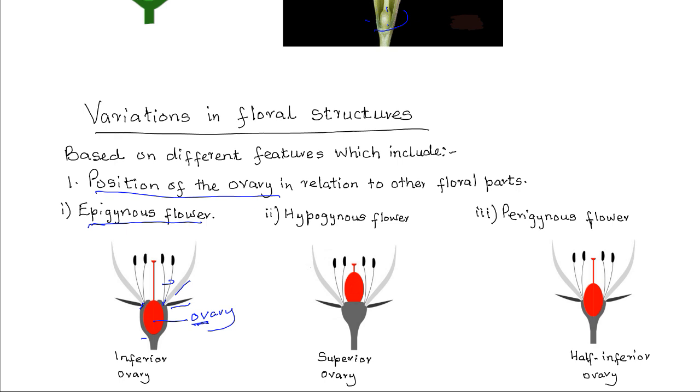And because the ovary is located below the point from which the other floral parts arise, this ovary is said to be inferior. So in an epigynous flower, the ovary is inferior because the rest of the floral parts arise from a point above it on the receptacle. Related to that is the hypogynous flower. In hypogynous flower, the ovary is above the other floral parts on the receptacle. So here, that is the ovary.